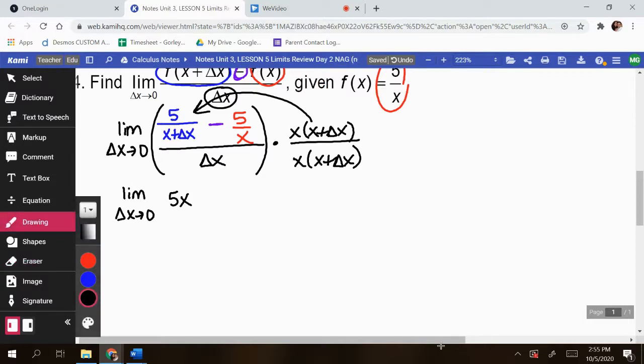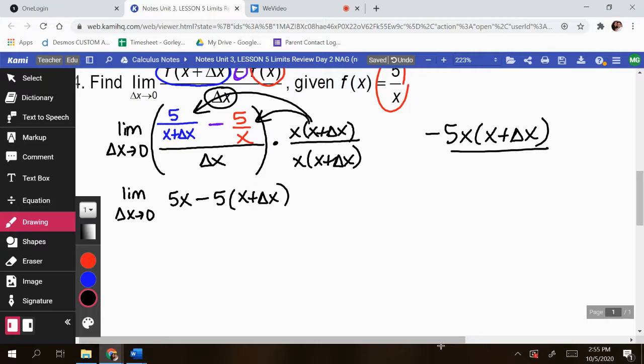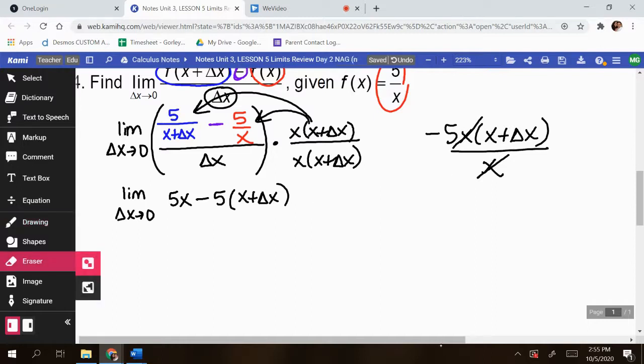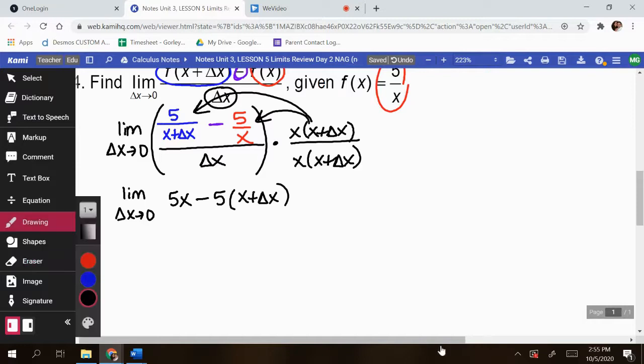Okay, multiplying it through to the next term, what would cancel? The x's would cancel, so it would leave me with 5 times the quantity, x plus delta x. Okay, again, if you can't imagine that, write it off to the side. We would multiply by the least common multiple, and we would get something that looks like this. So you can see the x's would cancel, and it would leave me with the negative 5 times x plus delta x, with x plus delta x being inside parentheses. Make sure you don't forget those parentheses.